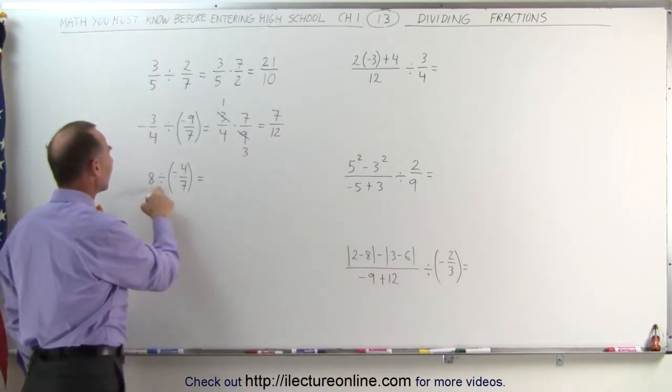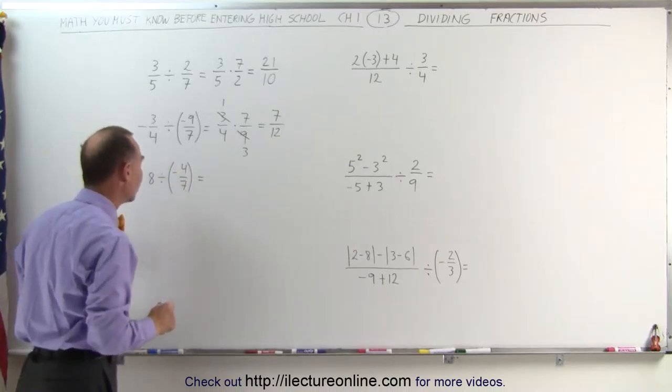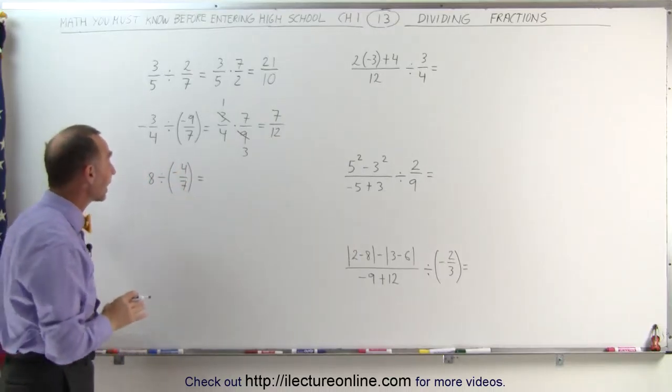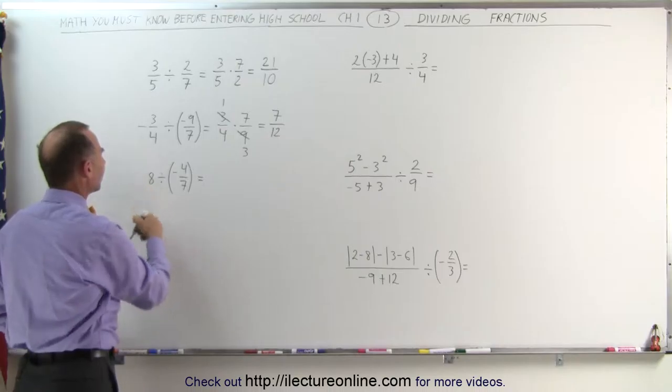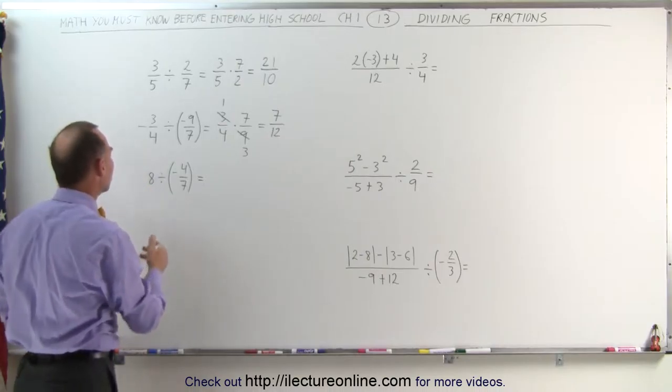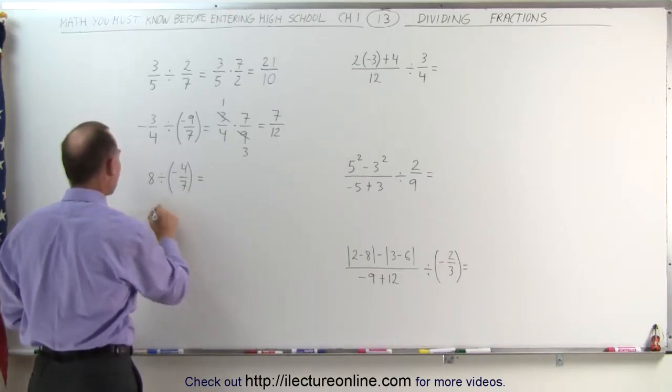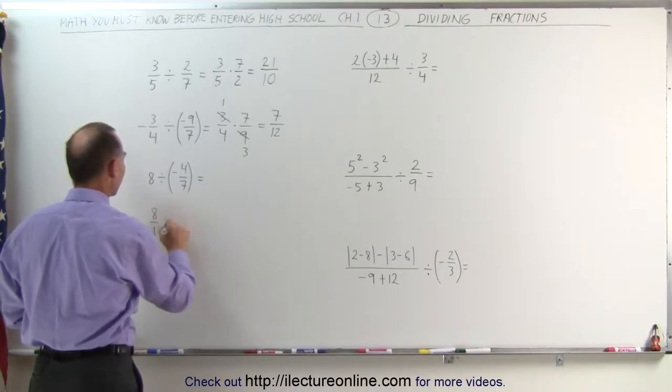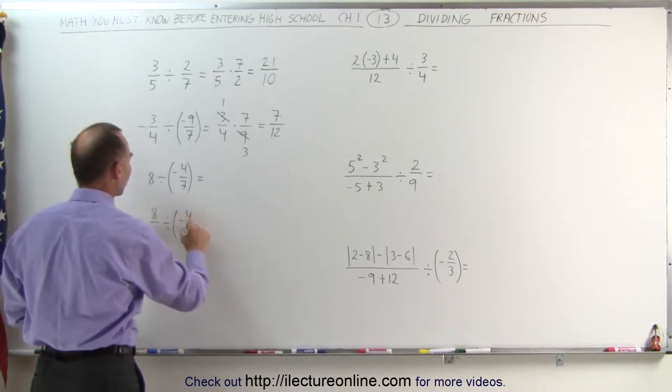Here we have 8 divided by the negative 4/7. We already know that the answer is going to be negative. But what do we do with the 8? Well, the 8 is like 8 divided by 1. So this can be written as 8 divided by 1 divided by negative 4 over 7.